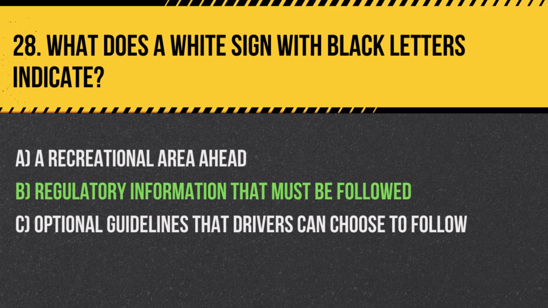Answer: B. Regulatory information that must be followed. White signs with black letters typically convey regulations like speed limits or no parking zones.